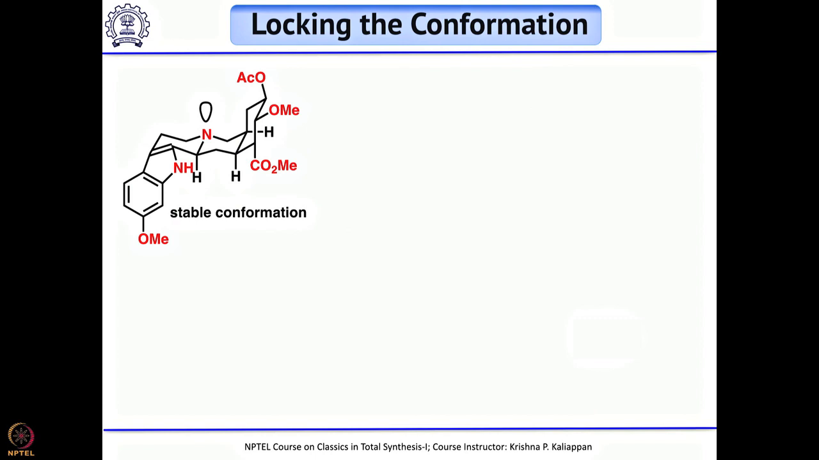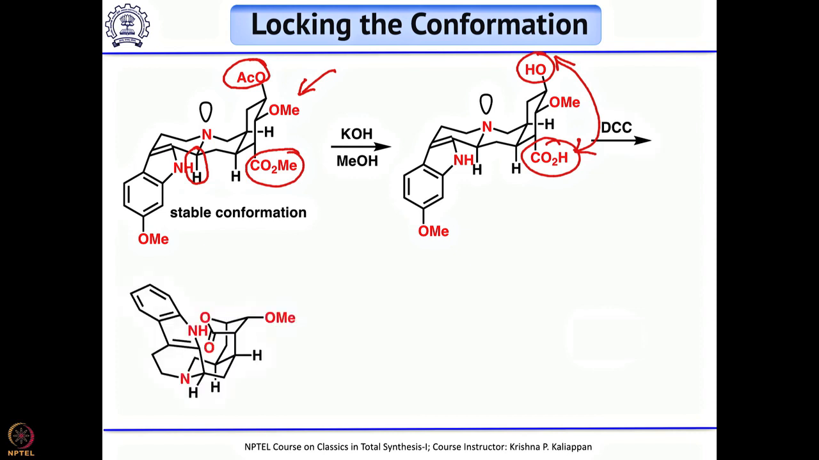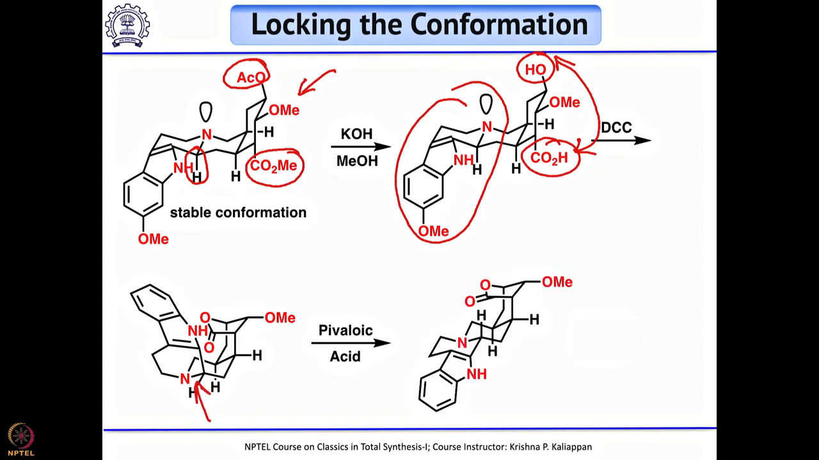So what you did, this is what you got when you did the total synthesis, where you have alpha hydrogen here, but what you want is beta. You took this compound and treated it with potassium hydroxide in methanol. The acetate will get hydrolyzed and the ester also will get hydrolyzed, and you get a carboxylic acid and a hydroxyl group. Now to freeze the conformation, you have to make a 5-membered lactone between these two. If you treat this with DCC, it undergoes ring flipping and you get the lactone, and the whole thing underwent ring flipping. Now if you treat with acid, the whole thing will undergo epimerization and you will get this conformation.